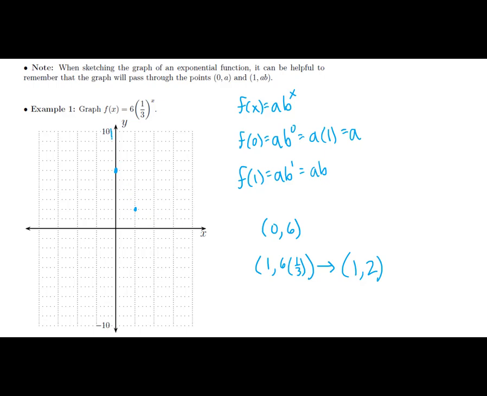So here's the picture of what we got going on here. Approaching the x-axis but never actually touching it. And so this would be my exponential decay function that I see in example 1.